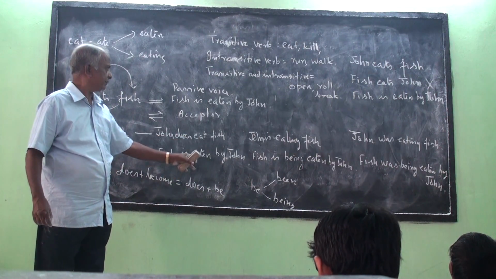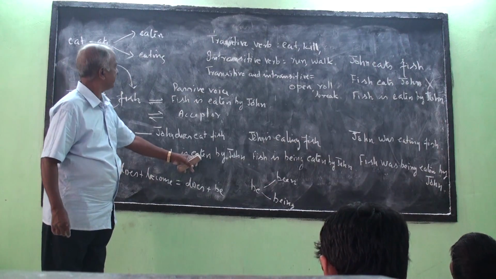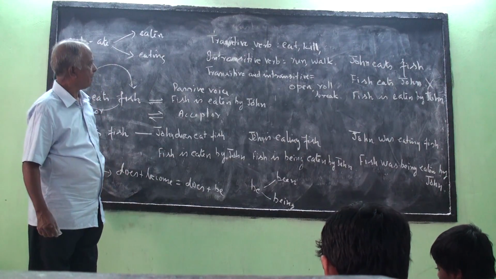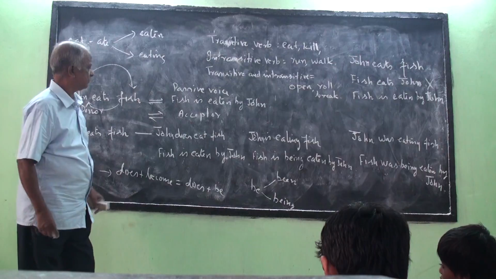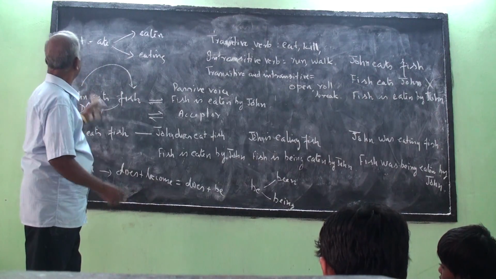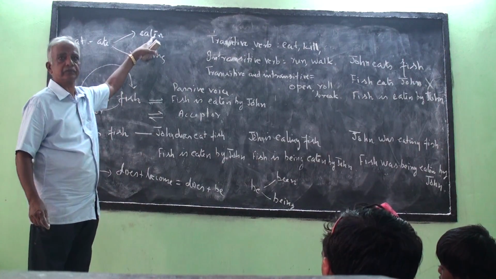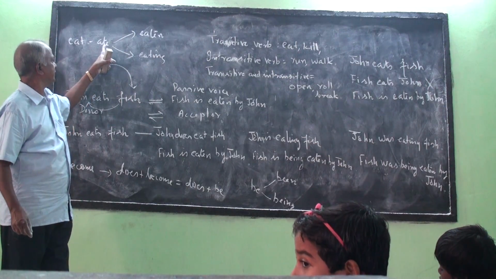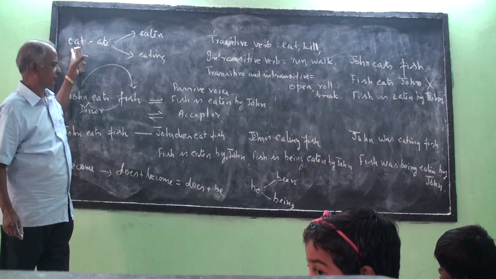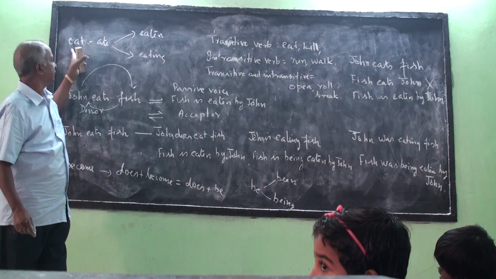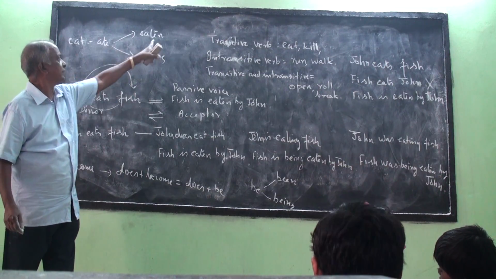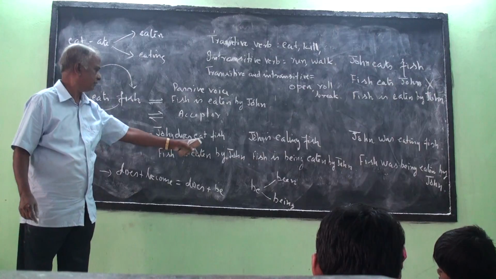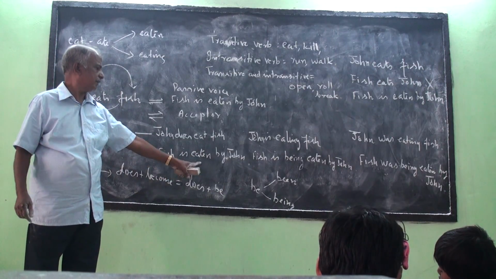In the place of eat, eaten comes. In the passive voice, eaten comes; in the active voice, eat comes. So, eaten by John.